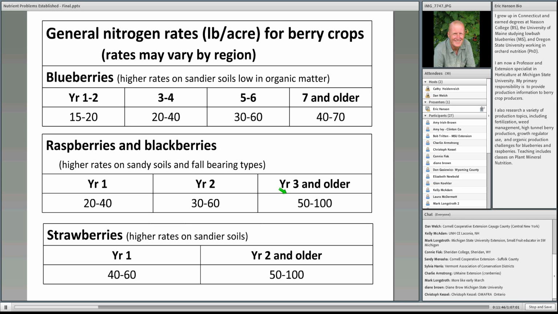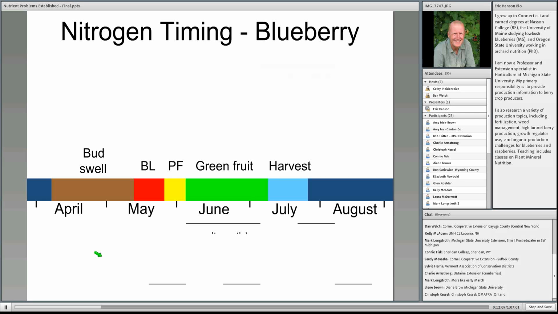Strawberries, again, these rates vary somewhat from region to region, but generally we think about 40 to 60 pounds of nitrogen to the acre during the planting year, and then 50 to 100 pounds per acre during the production years. So these rates, again, are going to be highest on the sandier soils. So a little bit about rates, but how about timing?